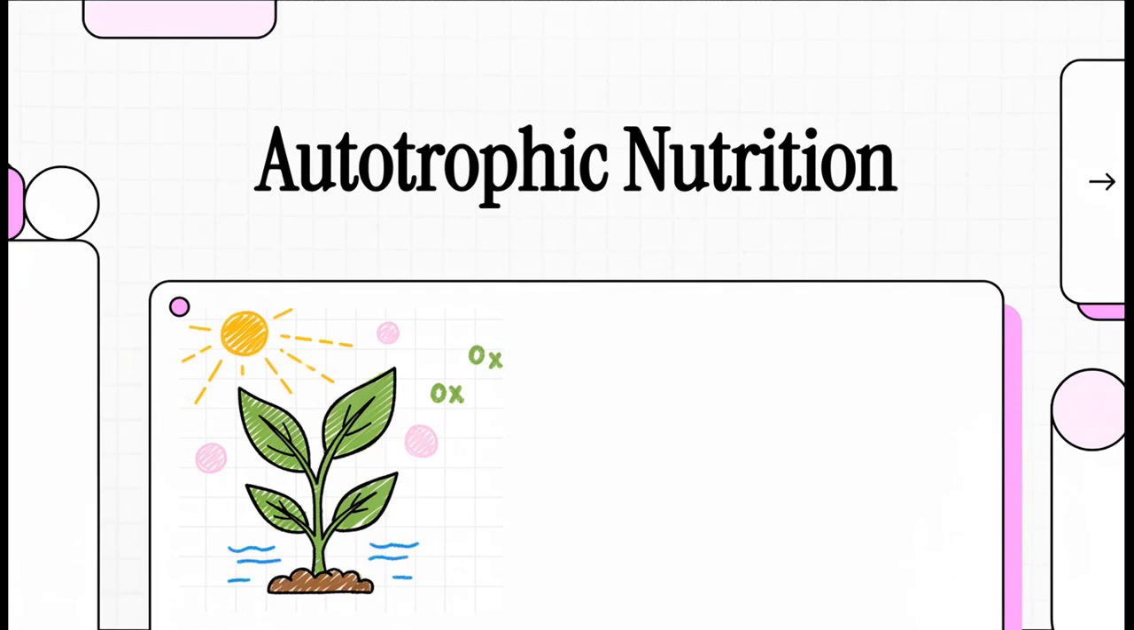Hello, students, and welcome. Today, we are starting a very interesting chapter from your Class 10 science syllabus. It's called Life Processes. And to begin with, we're going to look at a concept that is the foundation for almost all life on our planet. We're talking about autotrophic nutrition. So, are you ready? Let's begin.